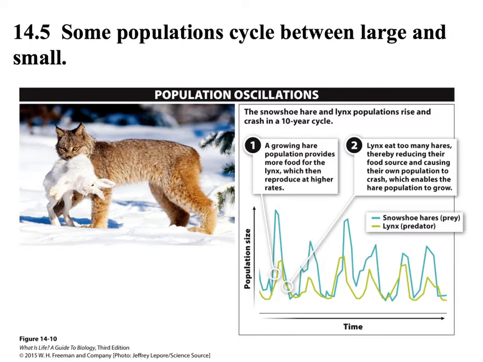We also see that certain populations cycle between large and small population size. Sometimes these oscillations are caused by interactions with other groups. A classic example is predator-prey interactions between snowshoe hares and lynx. We can see that as the hare population increases, this provides more food for the lynx. With time, the lynx will also start to increase. However, as lynx increase, they eat all of the hares, causing the hare population to crash or decrease rapidly.